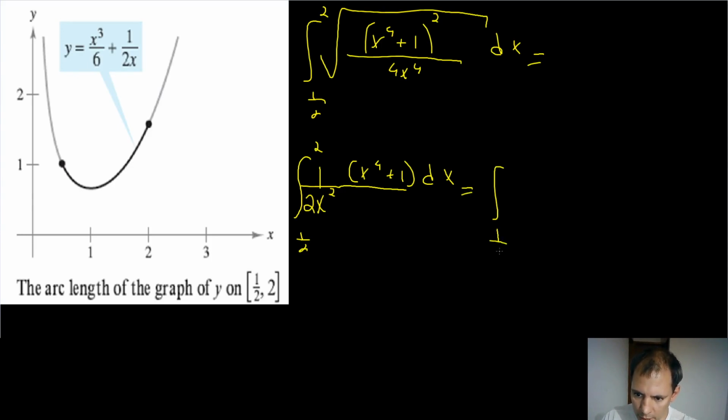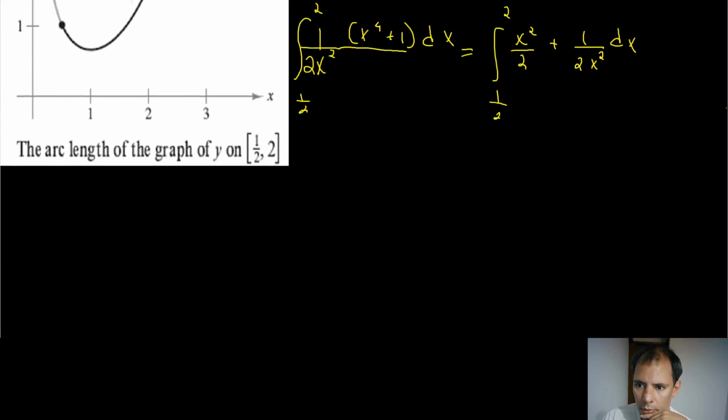So it's gonna be from half to 2, all right? I'm gonna separate this thing, okay? X to the fourth divided by 2x squared is gonna be x squared over 2, plus 1 divided by 2x squared dx. So let's keep going here.